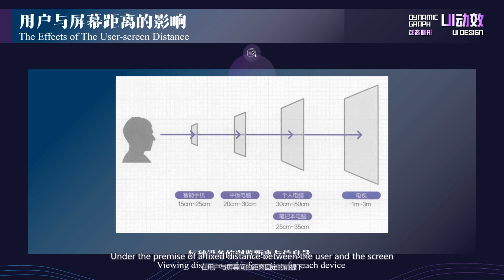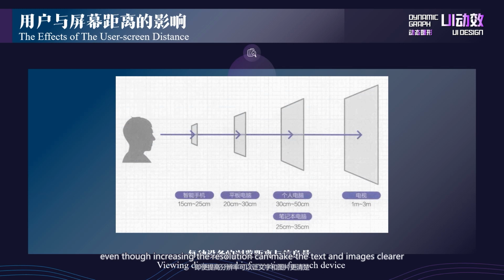Under the premise of a fixed distance between a user and the screen, there is still a limit to the amount of information that can be displayed, because when the text becomes too small, users will be unable to read it. Distance from the screen has a greater impact on the legibility of images, graphics, and text compared to resolution. The farther the user is from the screen, the larger the images, graphics, and text must be, and conversely, the closer the user is, the smaller these elements should be.